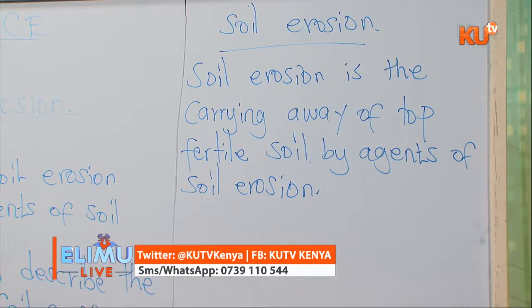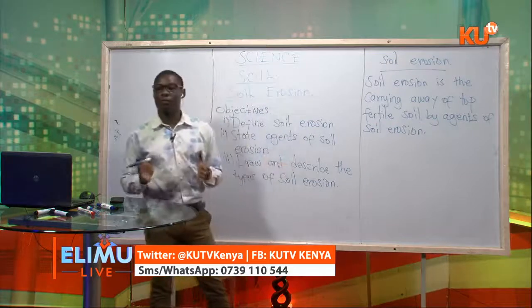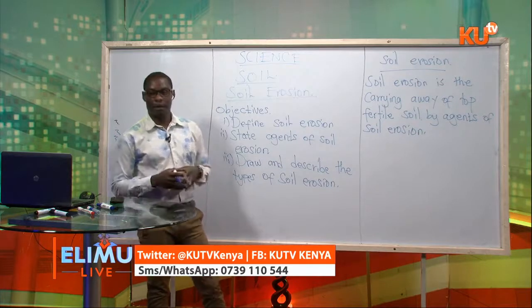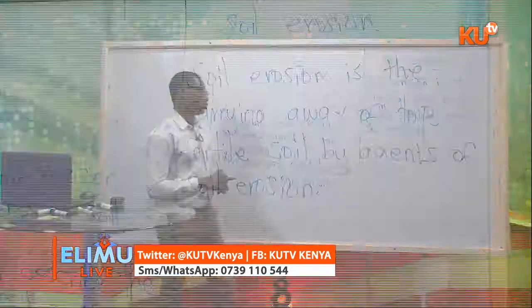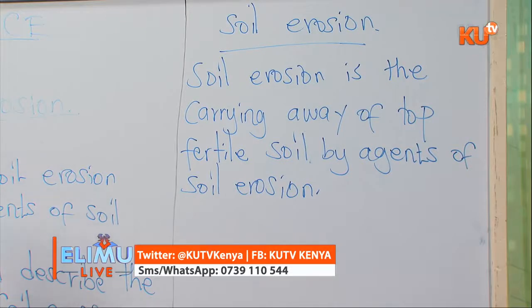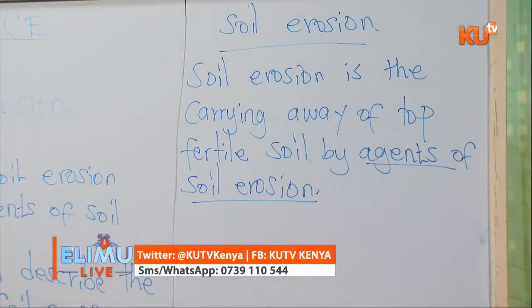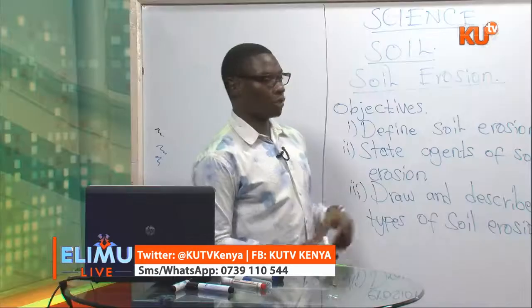So we have the top fertile soil, that is responsible for many activities such as farming. It is usually carried from one place to another. That process of carrying the soil from one place to another is what we call soil erosion. Soil erosion occurs whereby the top soil, the top fertile soil, is the one that is carried away. And it's carried away by what we call agents of soil erosion. We'll be coming to what we refer to as agents of soil erosion. So that is what we call soil erosion.